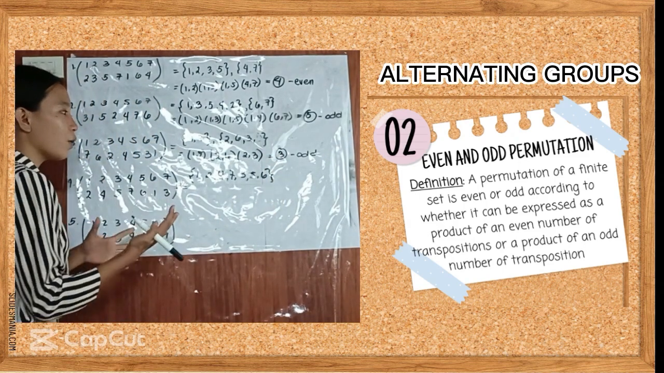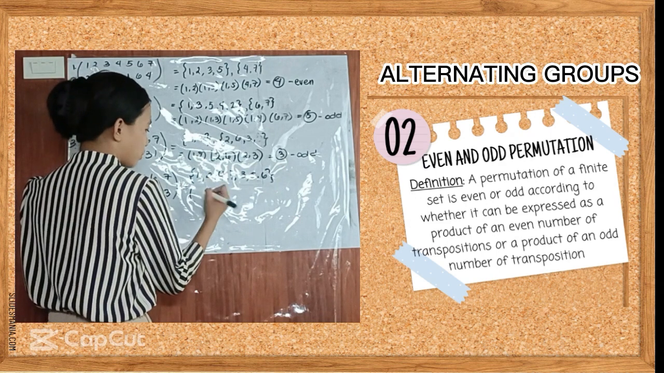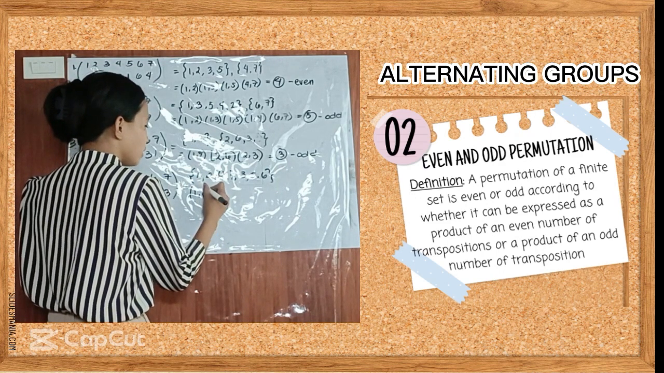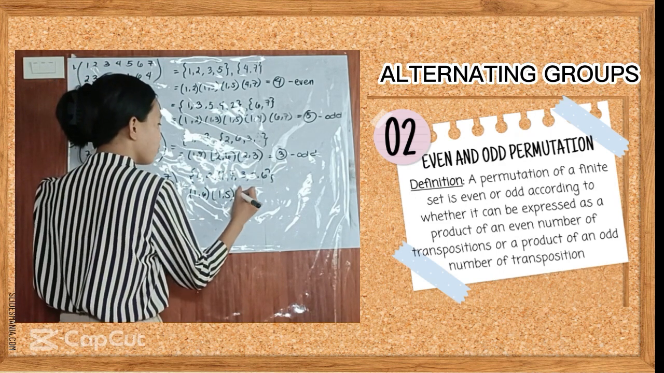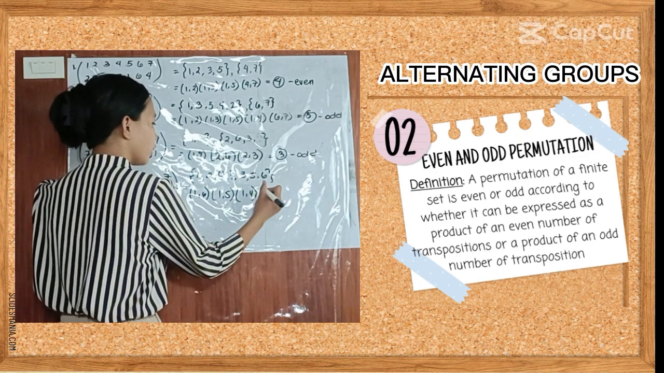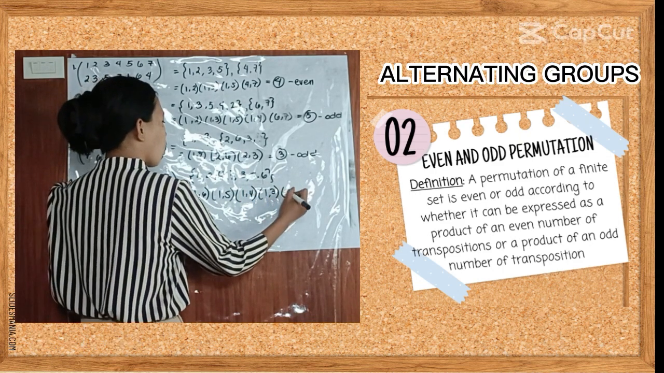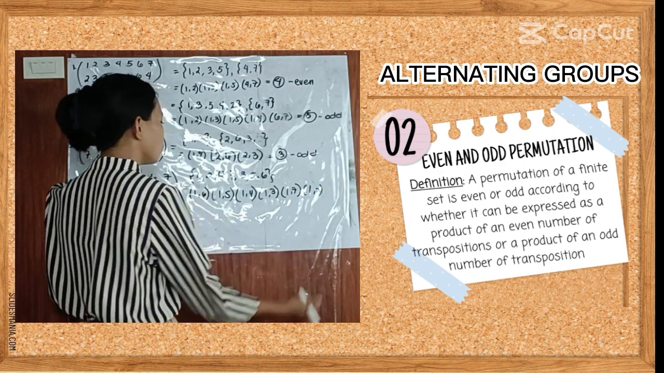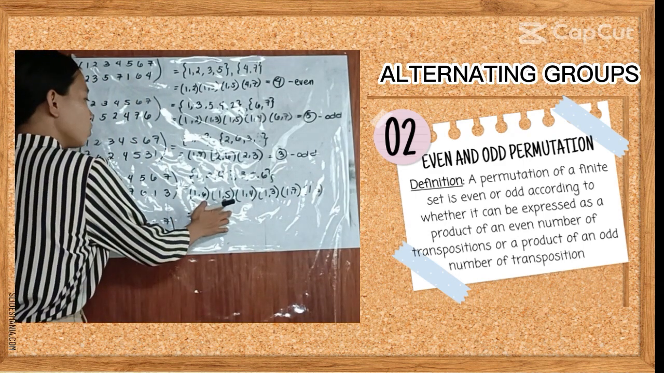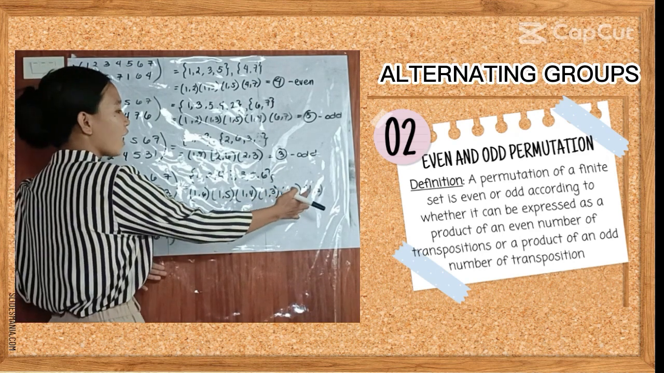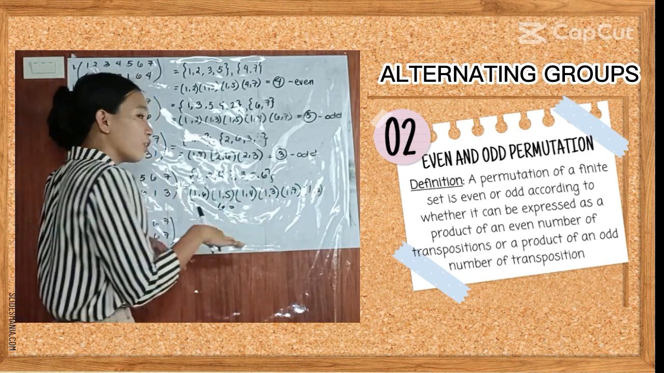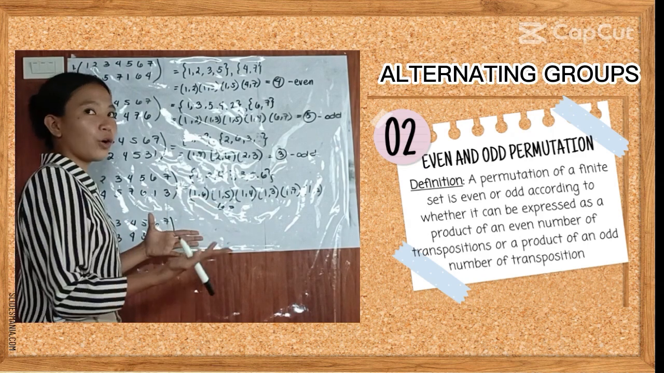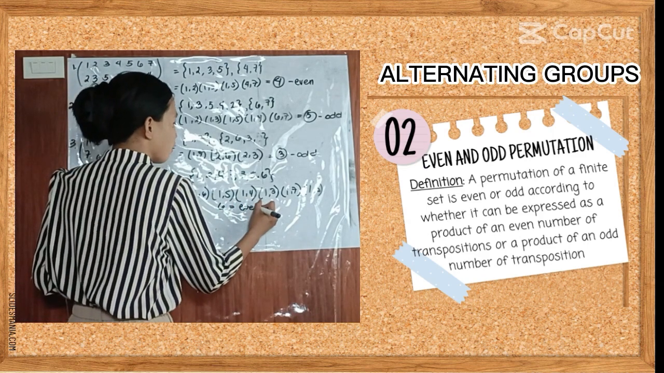So let's now list the product of transpositions. We have 1, 6, 1, 5, 1, 4, 1, 3, 1, 7, and 1, 2. So let's count. 1, 2, 3, 4, 5, 6. We have 6. Therefore, 6 is even. Therefore, it is an even permutation.